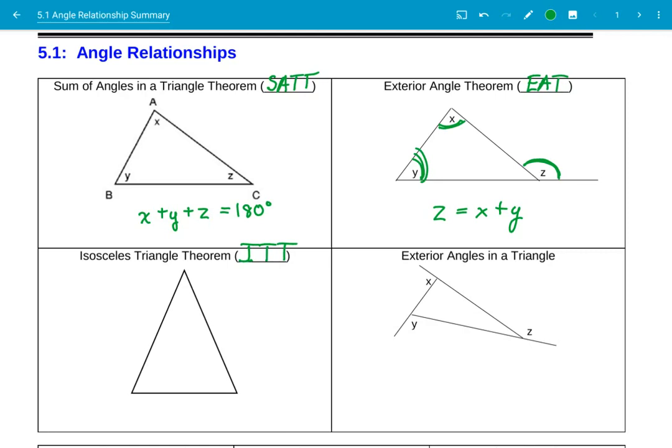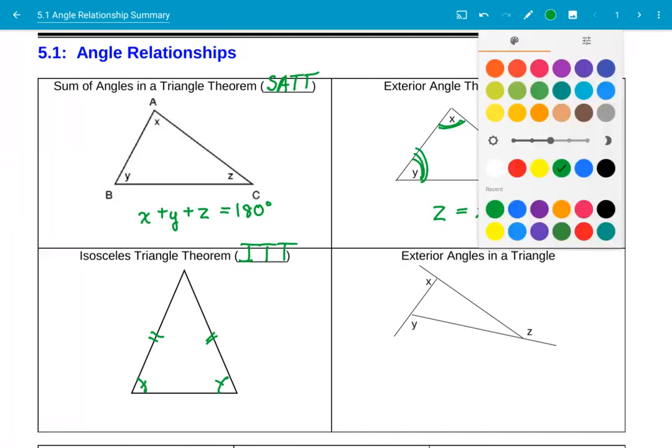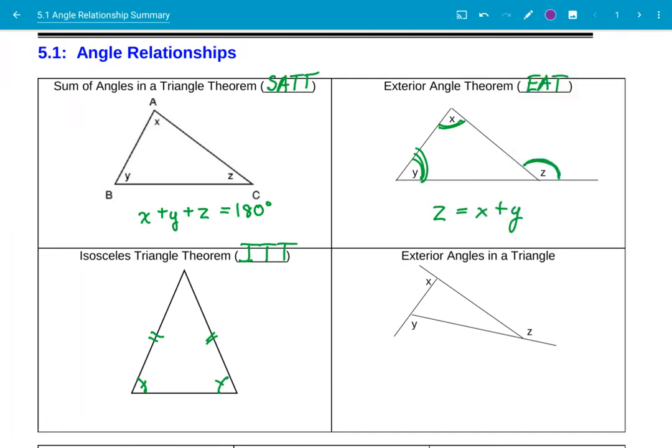ITT, says that this angle is equal to this angle, and this side length is equal to this side length. One that's missing from this page, but we'll add in right now, is called the exterior triangle theorem. ETT, not exterior triangle theorem, equilateral.